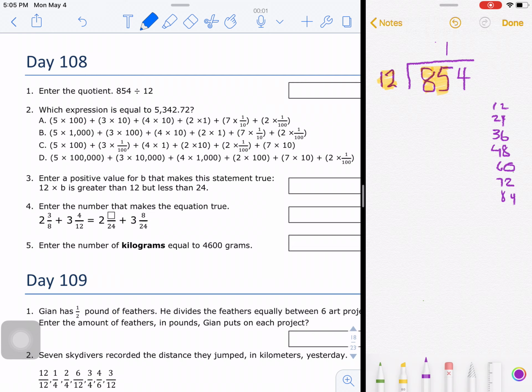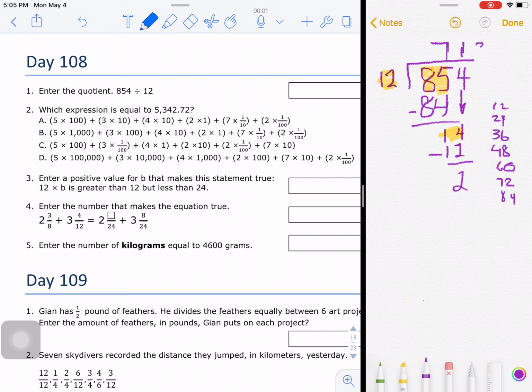So I have 7 of those, right? And 7 times 12 is 84. And we'll subtract. And we bring down. And now we want to see how many 12s go into 14. And we know we already wrote our multiples of 12 over there, and we see that 12 goes into there one time, and 1 times 12 is 12. And when we subtract, we have a remainder of 2.